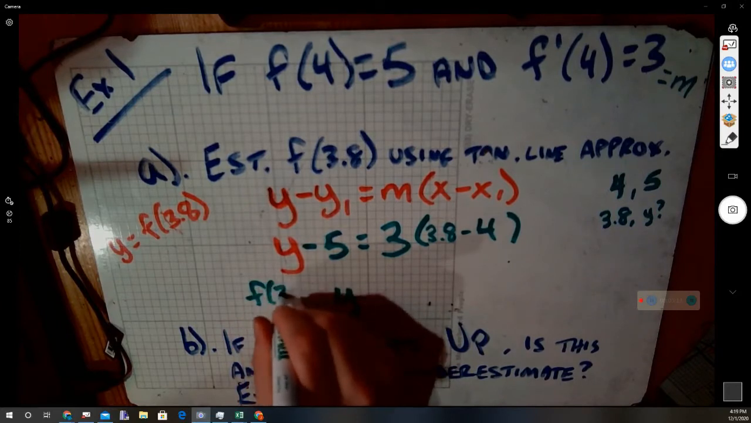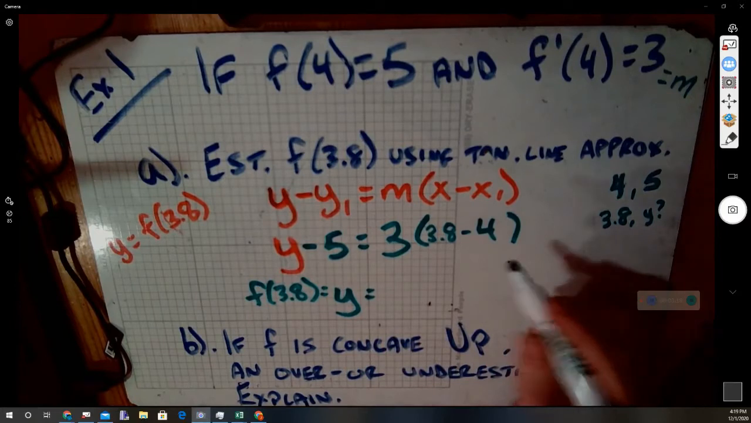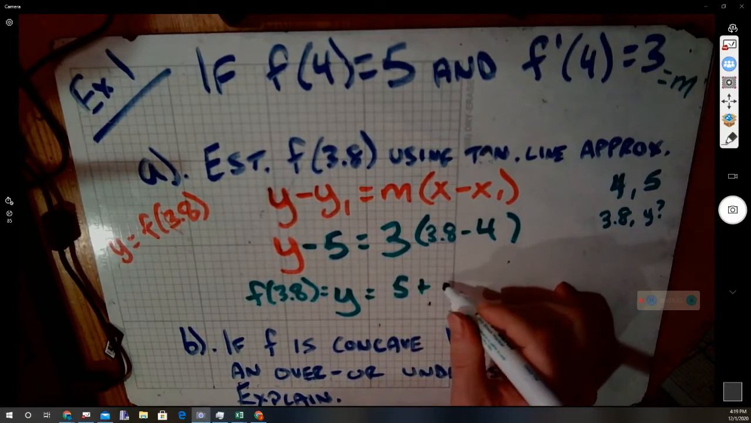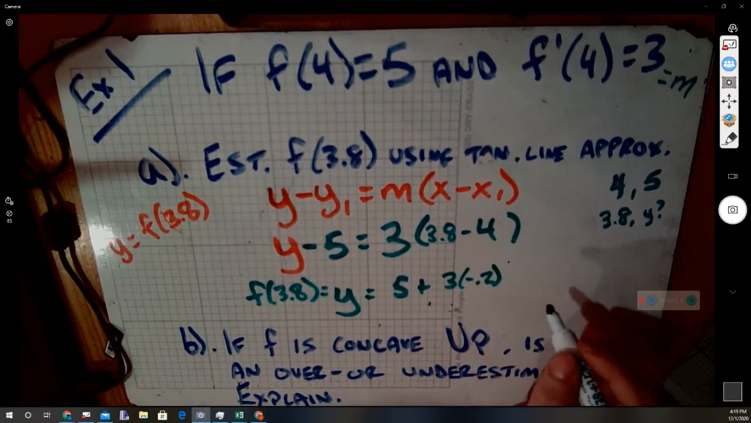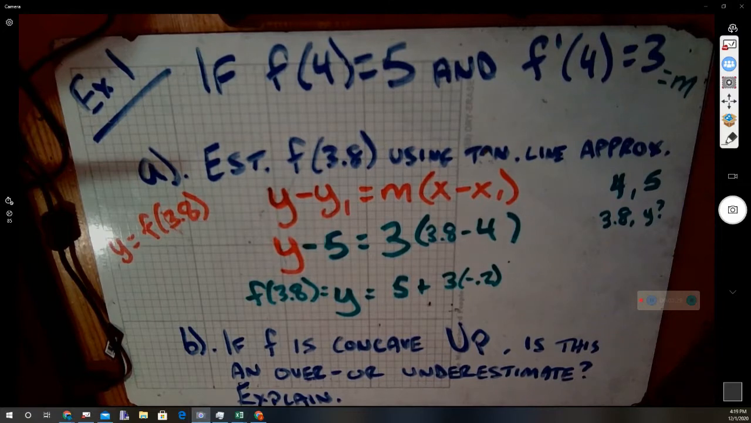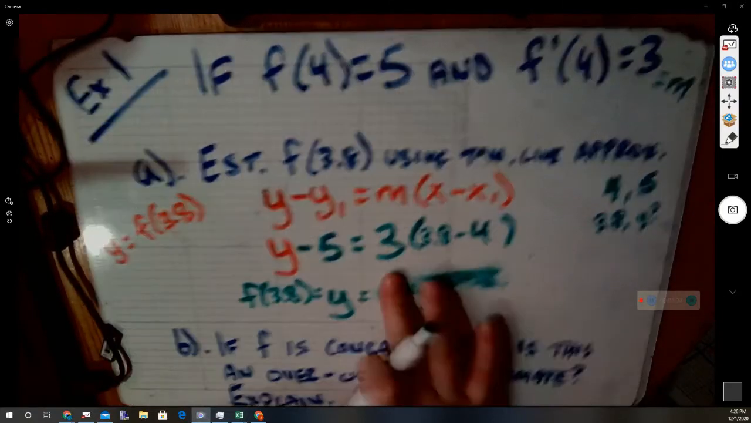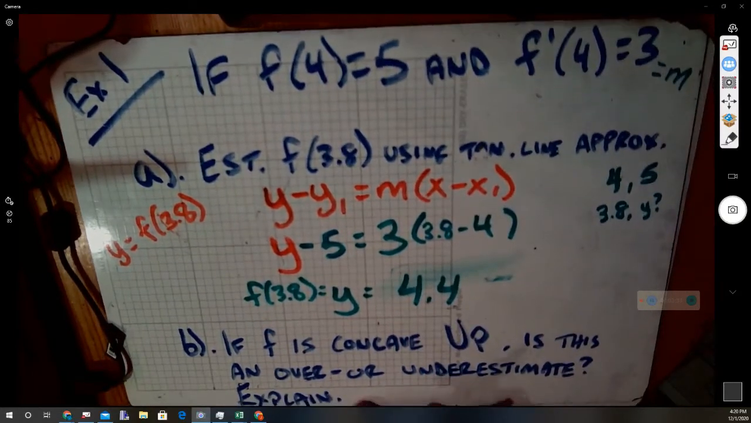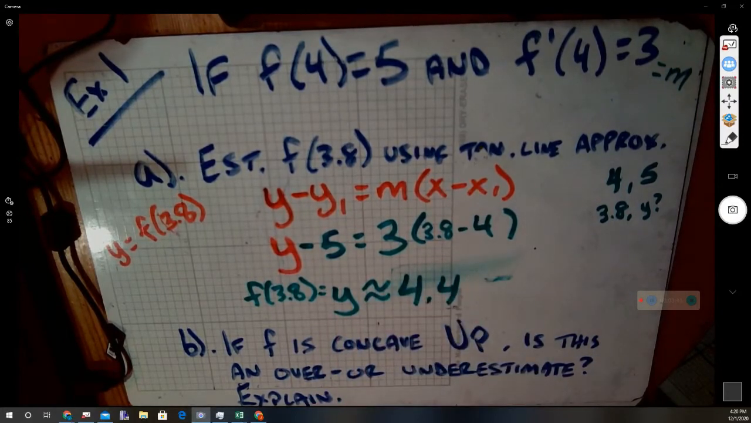So f of 3.8, which is equal to y, when you solve this, is 5 plus 3 times negative 0.2. You can use a calculator, or you could just leave it like that as your answer. It ends up being 4.4 as your approximation. And that's important. This is an approximation, so make sure you have that this is approximate in your answer.